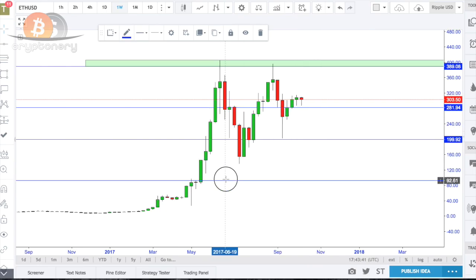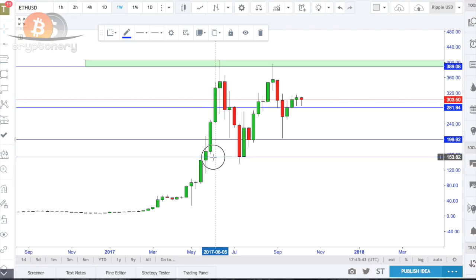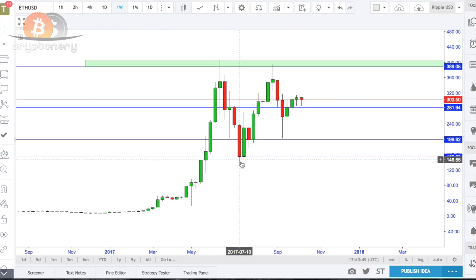So what we can do now is we can set another level here. That's another key level. We can also set another key level just here.